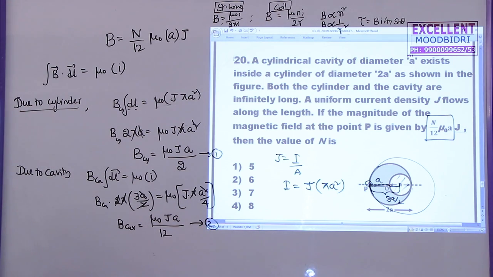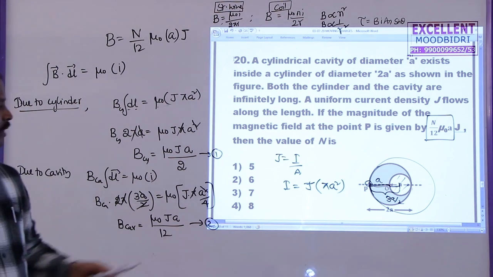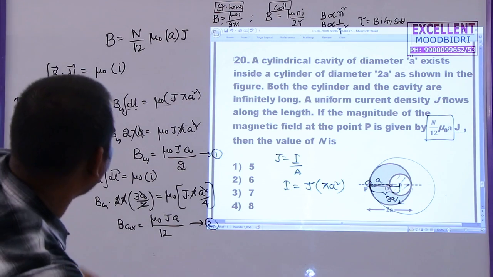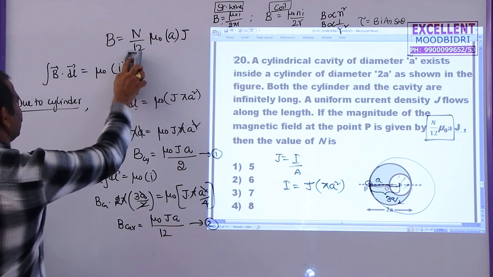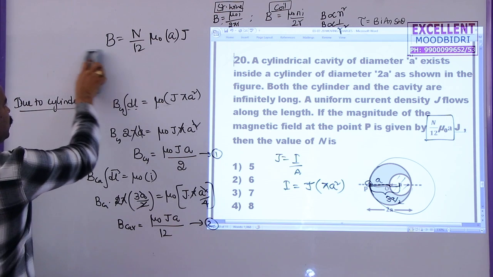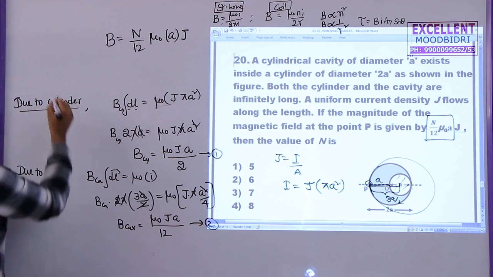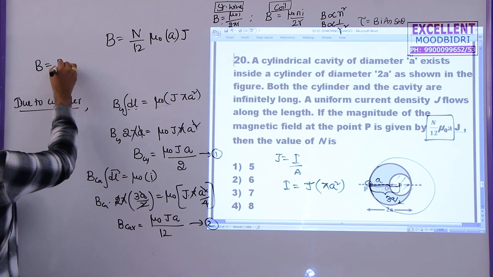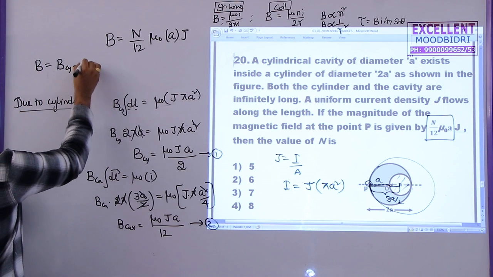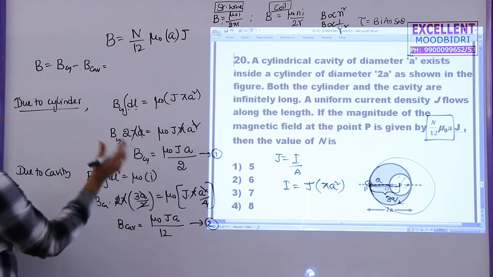But they have given that the net magnetic field at that point P is given as n by 12 mu naught aJ. So now what is the net magnetic field? That is B cylinder minus B cavity, because the cavity is removed there.